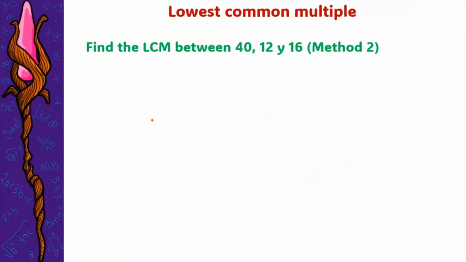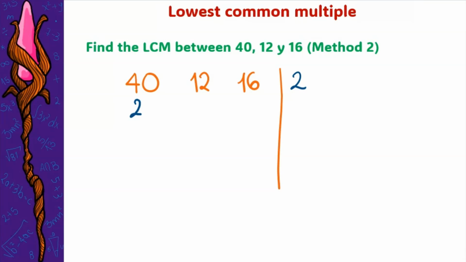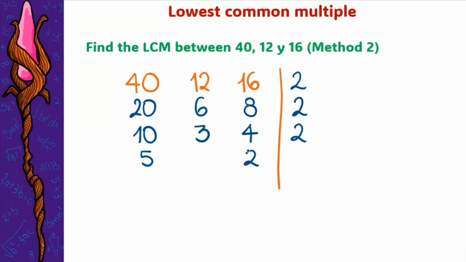Okay, guys, let's repeat the exercise with 3 numbers, but with the second method. So we can start taking a half of them, 26 and 8. A half again, 10, 3, and 4. We can still divide by 2, the 10 and the 4. 5 and 2. And the last one, these 2. Divided by 2 is 1.